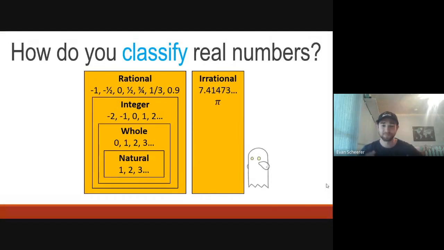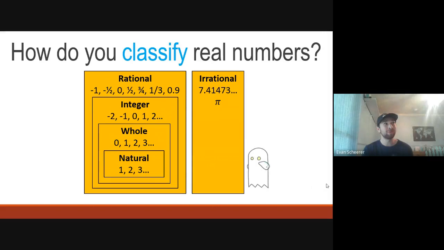So let's kind of go back. Let's kind of just think about it. Natural numbers are whole numbers. So every natural number is also a whole number. Well, every whole number is also an integer. Every integer is also a rational number, but rational and irrational are separate. So when we go to real numbers, they are all of these: natural, whole, integer, rational, irrational. Every number you can think of is a real number.